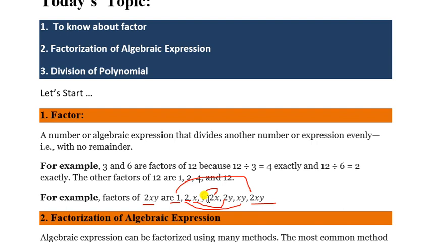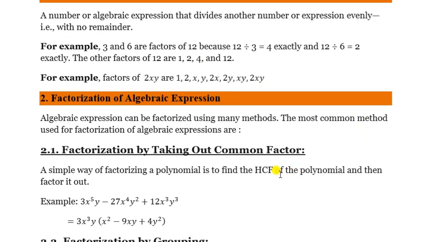In general, today we'll discuss more about algebraic expressions. See here, now I'm going to the next topic. Algebraic expressions can be factorized using many methods. We can factorize our given algebraic expression in different ways. So we learn one by one. All the methods we learn today. So the first method is called factorization by taking out common factor.